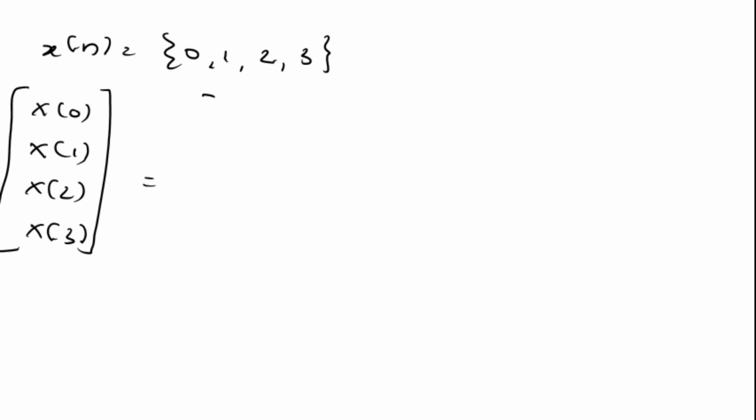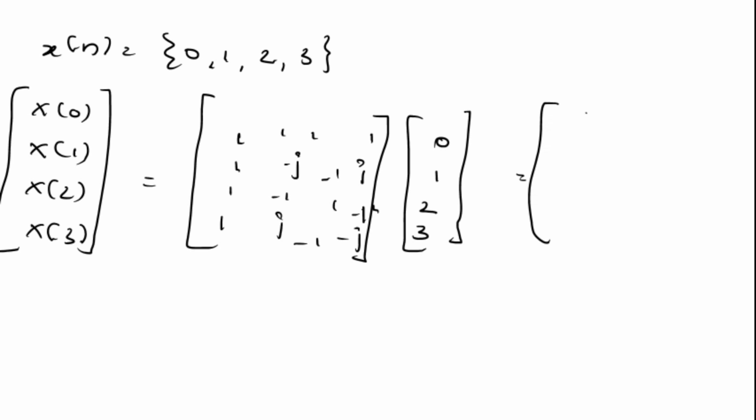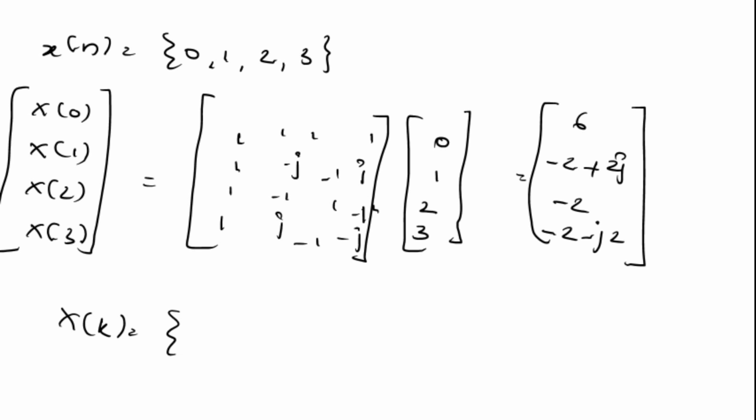is equal to the matrix 1, 1, 1, 1; 1, minus j, minus 1, plus j; 1, minus 1, 1, minus 1; 1, plus j, minus 1, minus j. It should be multiplied with 0, 1, 2, 3. So the answer will be 6, minus 2 plus 2j, minus 2, minus 2 minus j2. X of k is equal to 6, minus 2 plus 2j, minus 2, minus 2 minus j2.